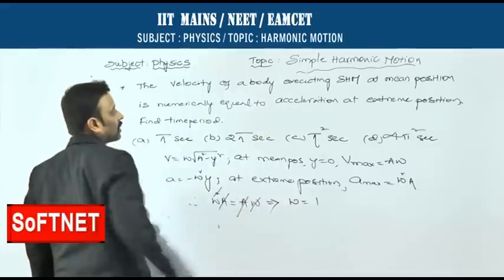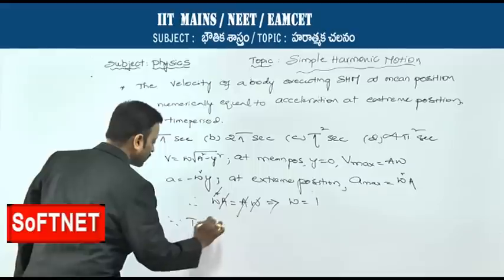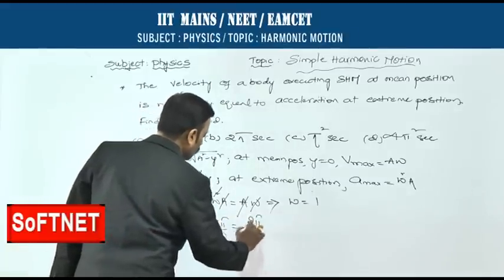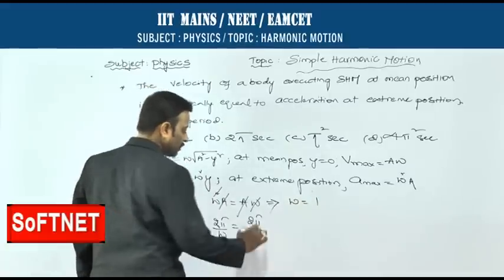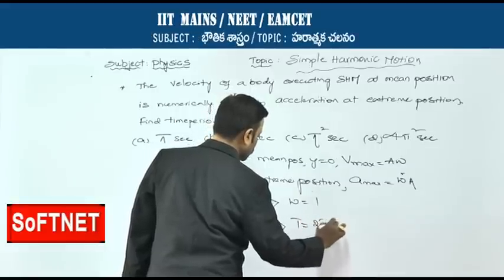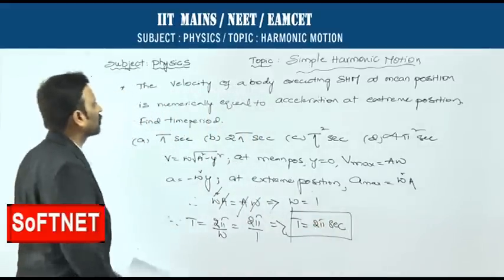But what you are asked to calculate? Time period. Since time period T is equal to 2 pi by omega, and we got omega as 1, the time period of oscillation is 2 pi seconds.